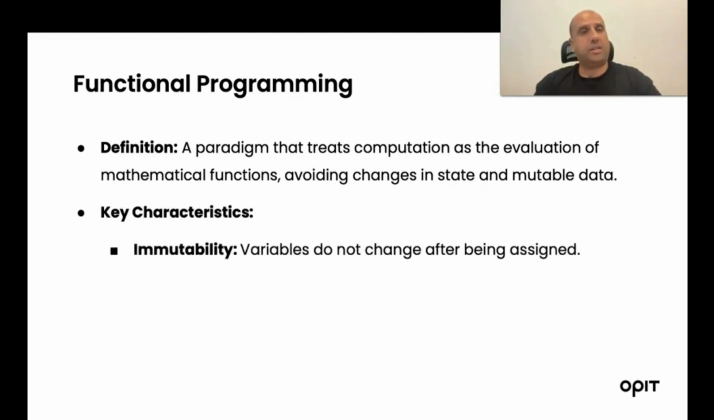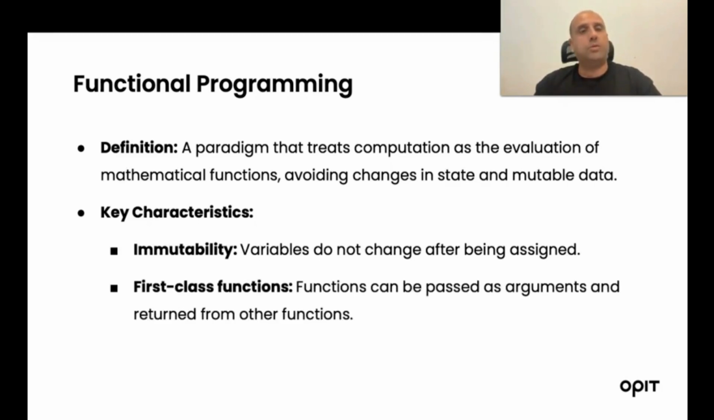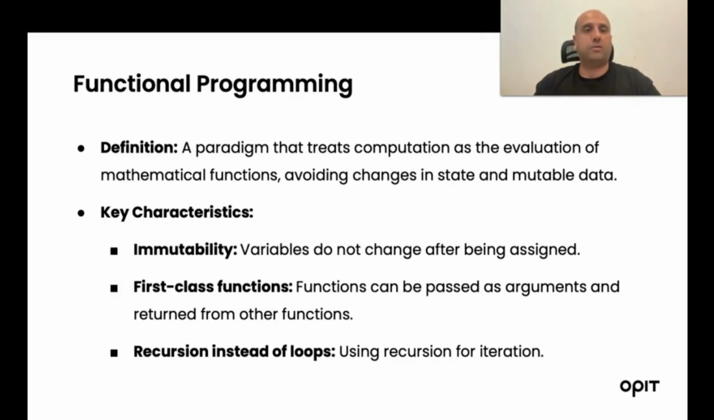We have three key characteristics: immutability, first-class functions, and recursion instead of loops. In immutability, variables do not change after being assigned. As for first-class functions, functions can be passed as arguments and returned from other functions. And we have recursion instead of loops, which is better for iteration.